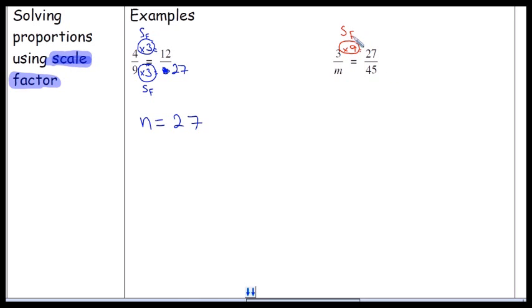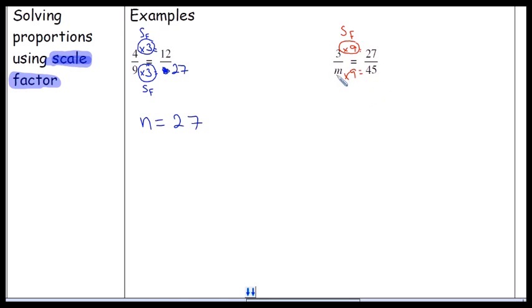My scale factor. Okay, because that's the number that I'm multiplying by. Every time that I multiply by a number to change it to another number, that's going to be the scale factor, the number that I multiply by. So in this case, I have to multiply the m times 9 to give me 45.